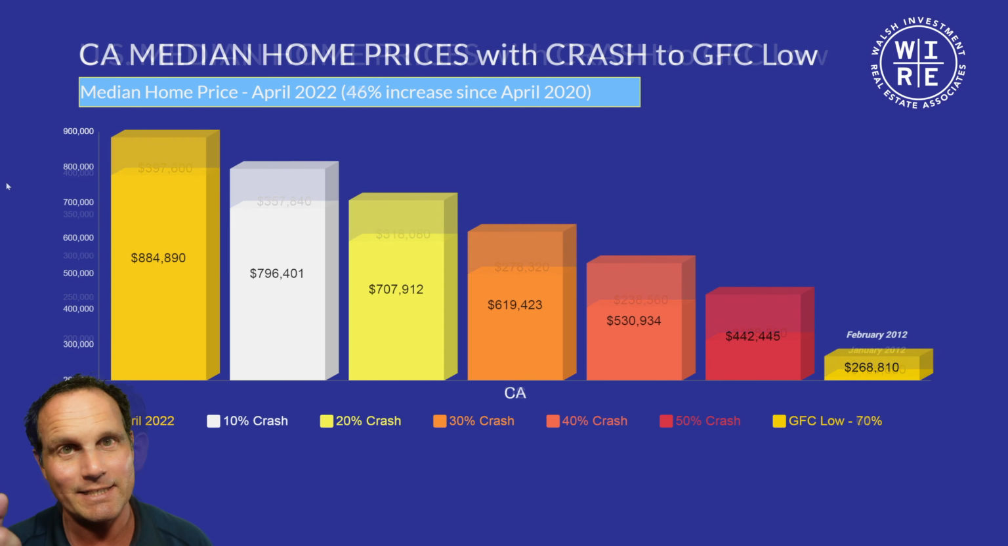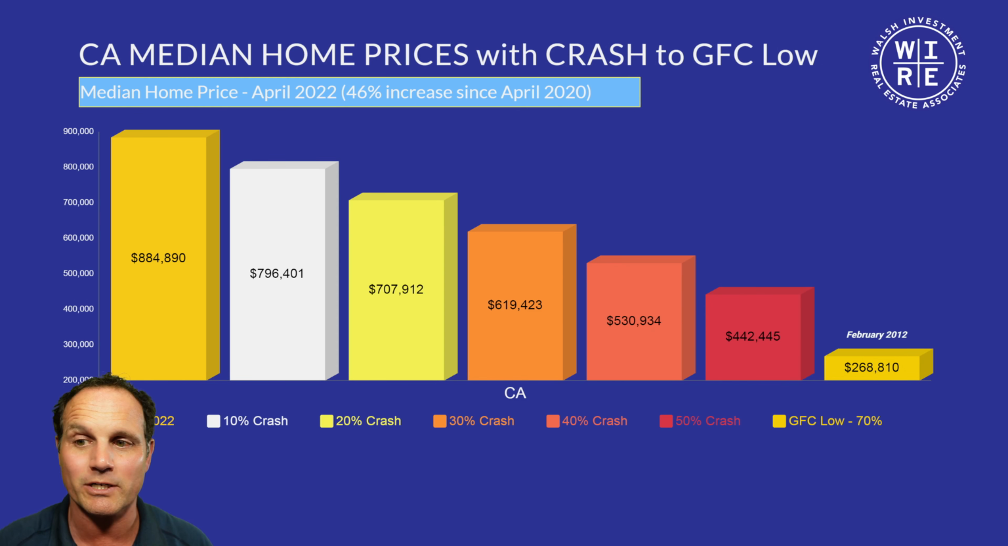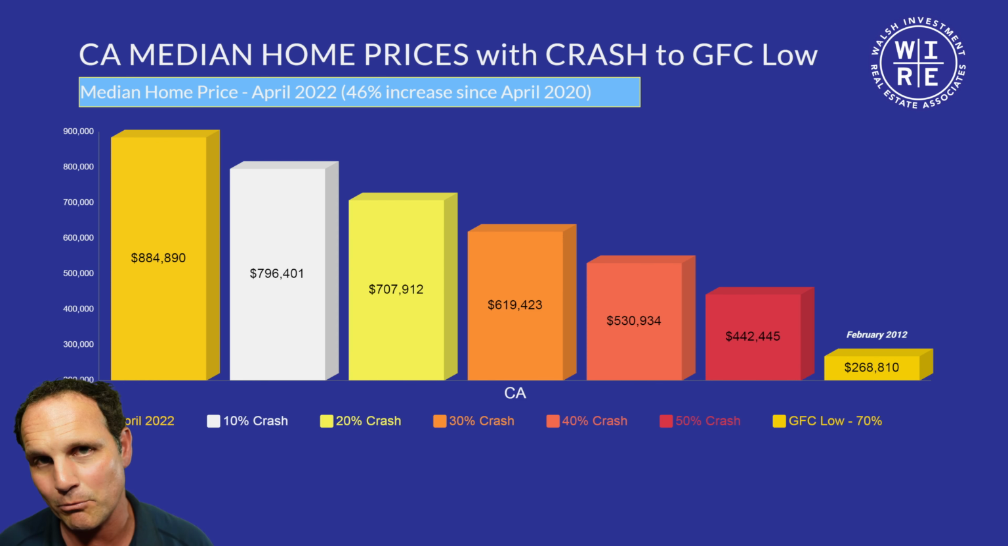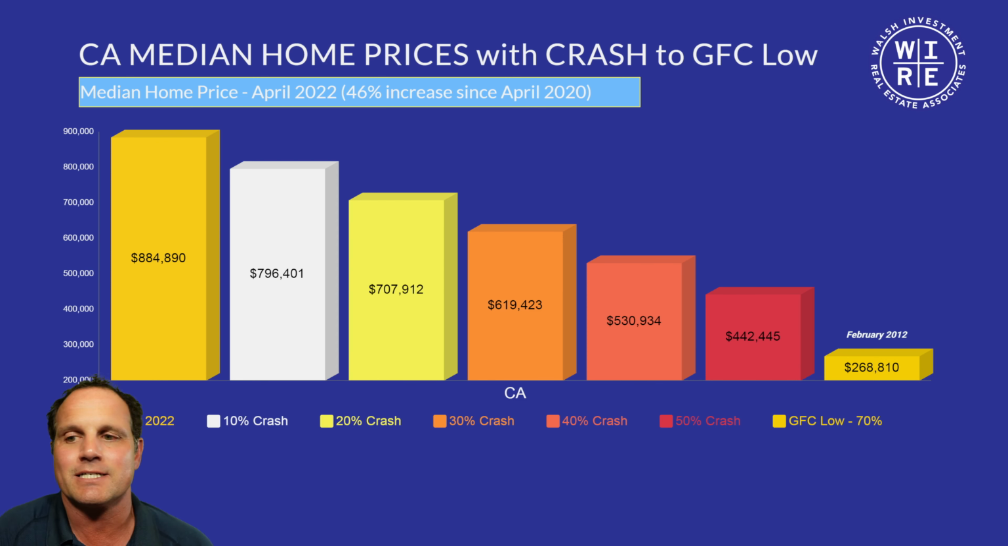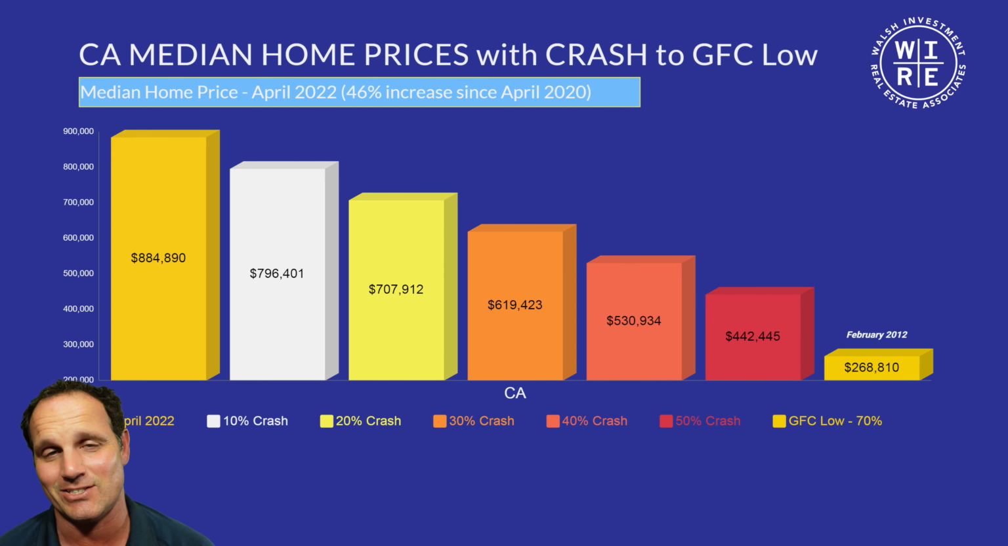Let me know. And California, same thing. We're going to show you. February of 2012 was the global financial crisis low, $268,810. That is a very low number compared to where we are today. In order for that to happen, we need a 70% reduction in prices. We need a housing market crash that causes prices to drop by 70% from the current April 2022 median home price. That is a big number.